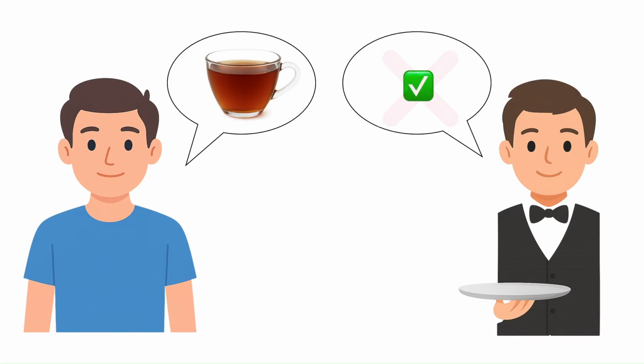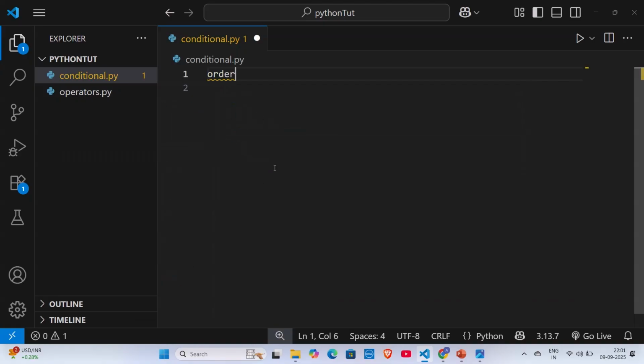What just happened? This is exactly how a conditional statement works. If coffee is available, bring coffee. Else bring tea. Let's code this situation in Python to understand it in a better way.